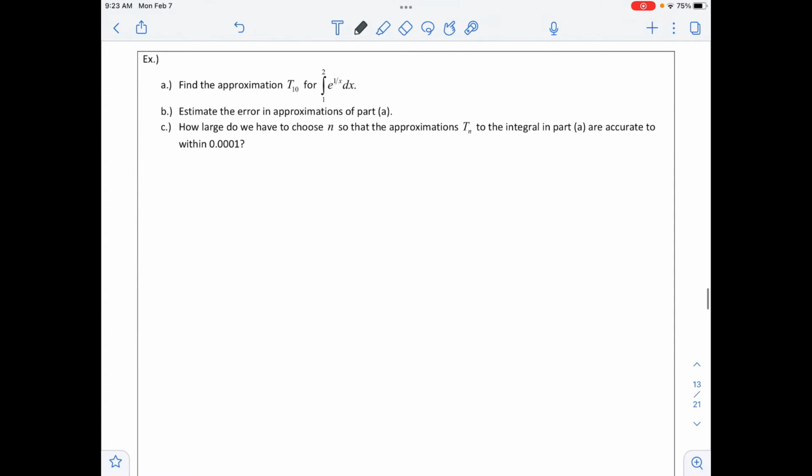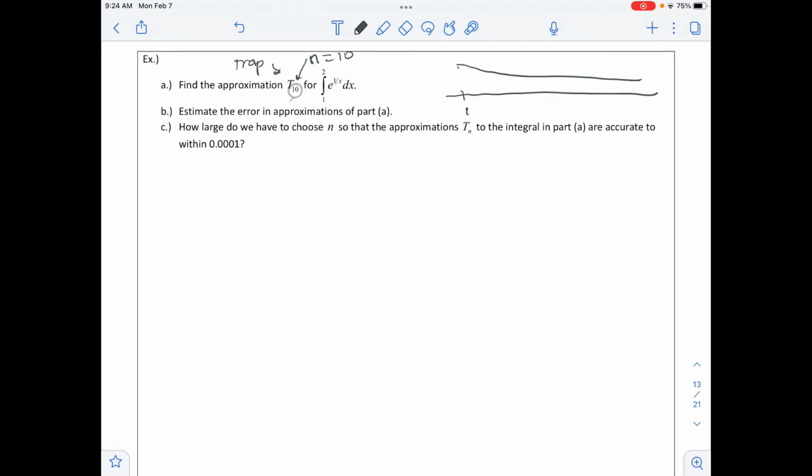So looking at the next example, part A says find the approximation T sub n for the integral from 1 to 2 of e to the 1 over x dx. For this, we have a T here, meaning it's using the trapezoidal rule. And also the 10 down here, I'll circle that. This means that n is equal to 10. We're going from 1 to 2, so if you think about the graph, we start at 1. It's exponential. It's going to decay.